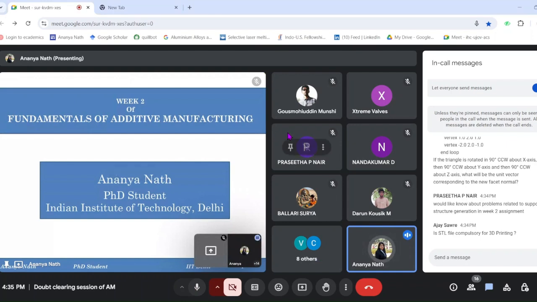smallest one, which is: is the STL file compulsory for 3D printing? The answer is yes. STL file is compulsory. If we are not providing the STL file information to the 3D printer, it will not be able to print the whole part, because in STL what you are basically doing is dividing the whole part, or whole part surface, into small triangles.